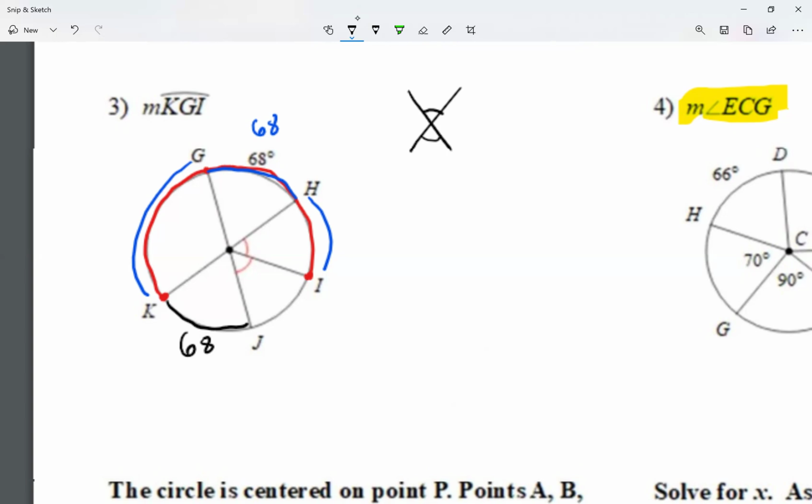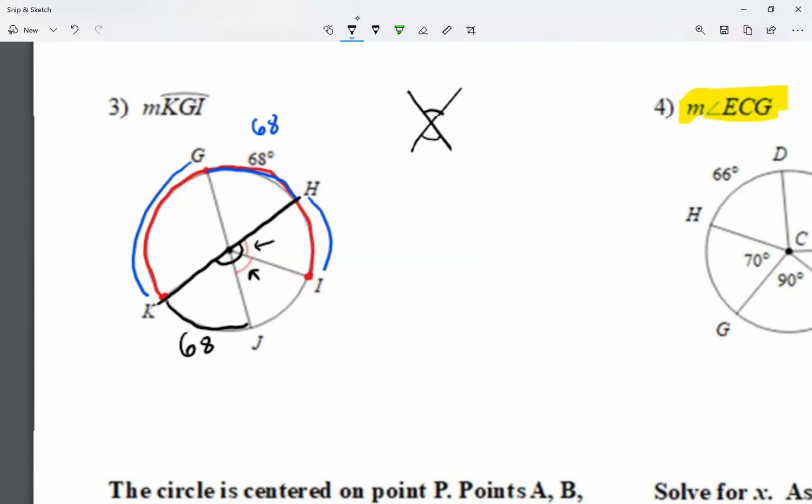I know a diameter. The whole angle of a diameter is 180. So I see a diameter here, so I'm going to say this whole thing is 180. Part of it is 68, right? So 180 minus 68 is 112. So these two angles combined have to equal 112.